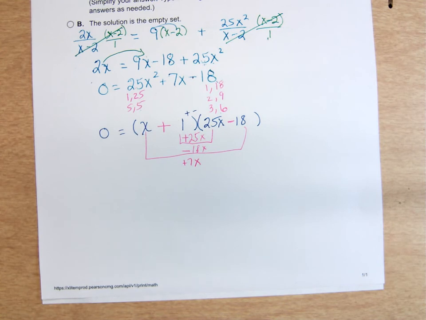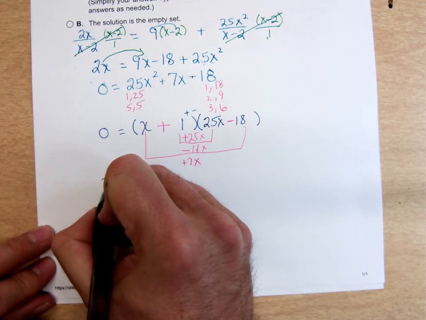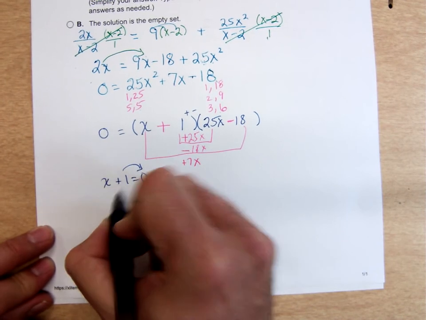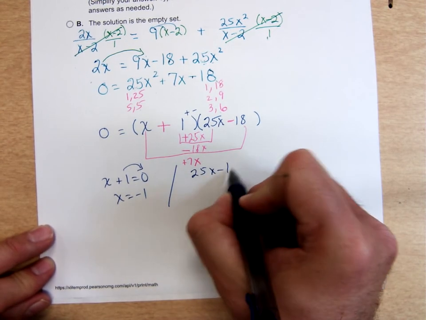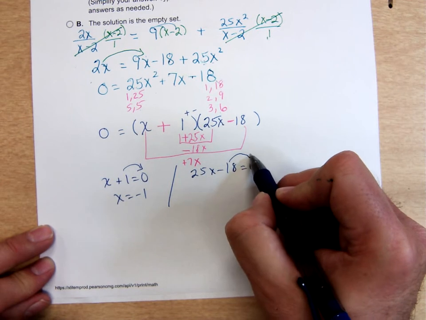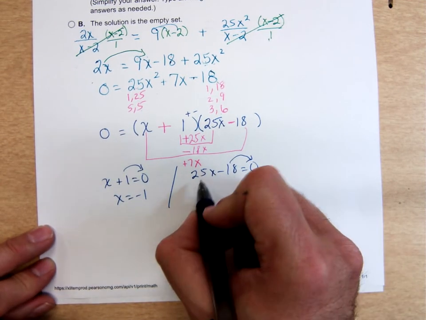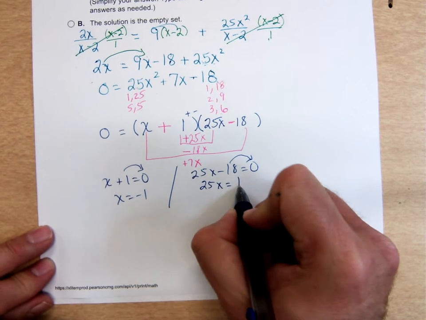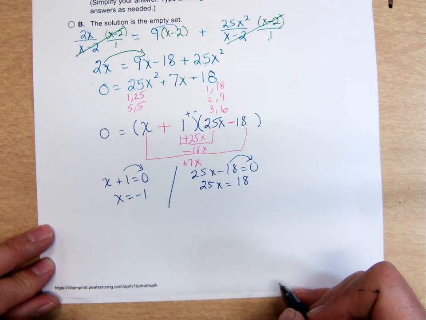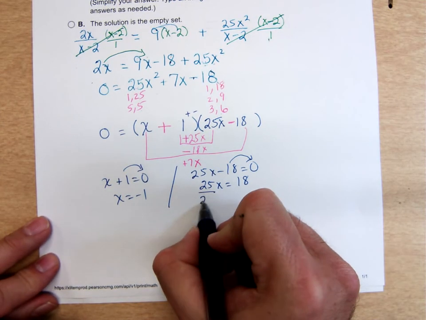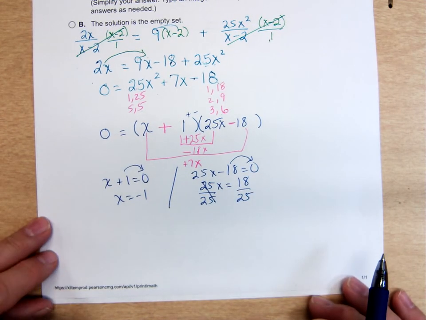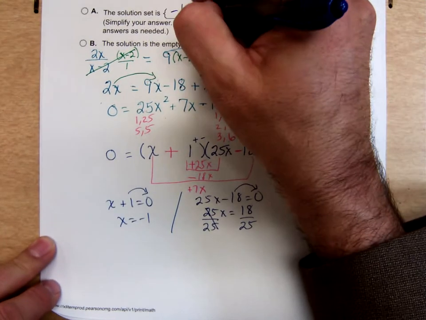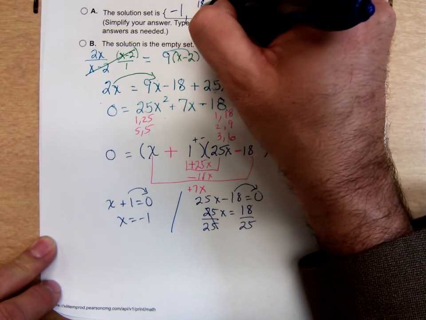And then set each one of these factors to 0. Set the x plus 1 equal to 0. x equals negative 1. Set the 25x minus 18 to 0. Isolate the x, so you move the 18 over by adding 18, and divide by 25. Are y'all caught up with me? Are there any questions? So you would type in a negative 1 and 18 over 25.